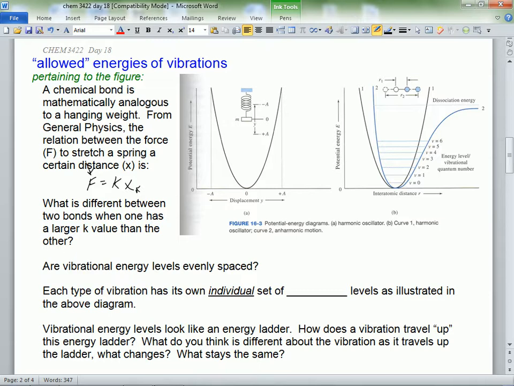Let's just keep going. What about between the top ones? They look like they're closer than the bottom ones. They didn't draw it very well. No, they're equally spaced. Okay.